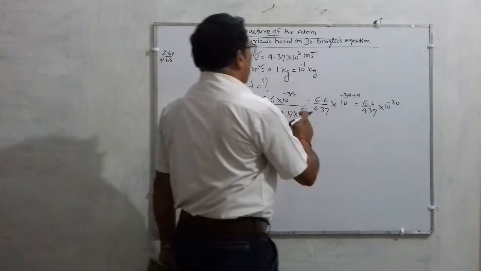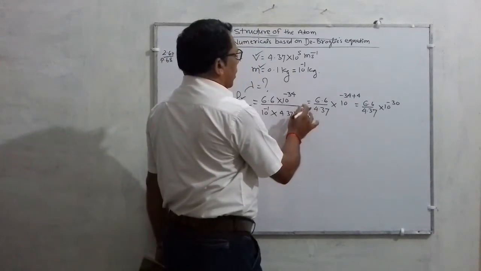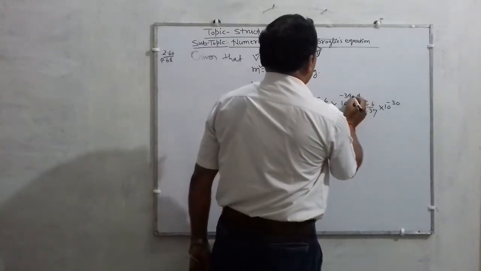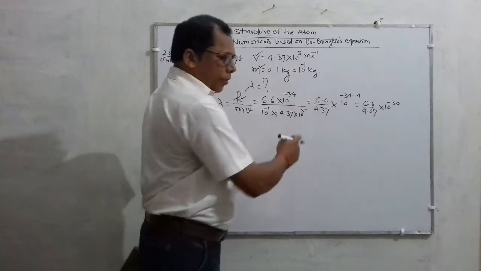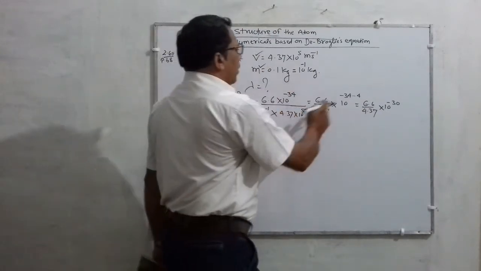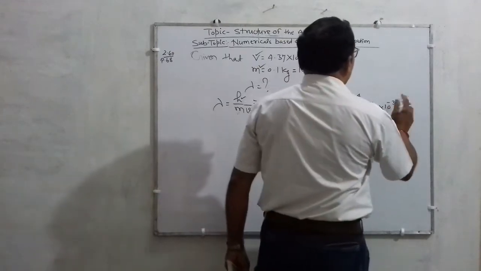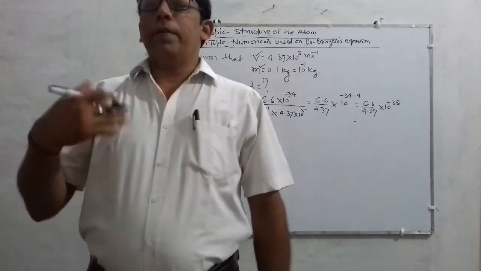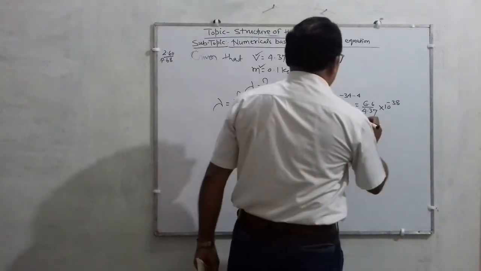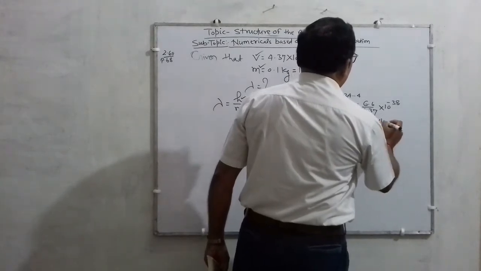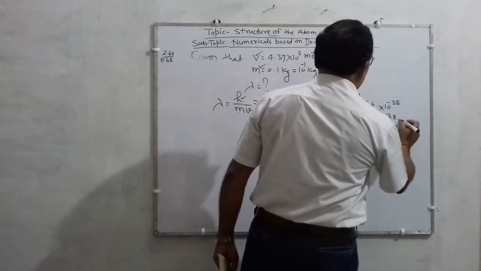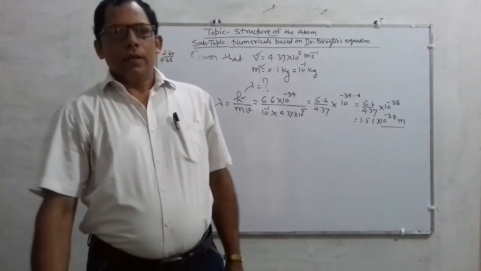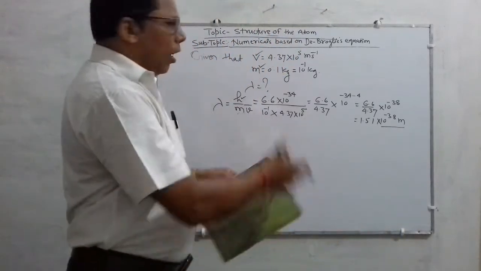Sorry, this value, if it goes in the denominator, will still be minus, not plus. This is plus, going in the denominator, so it will be minus. So minus 34 and minus 4 will be minus 38, children. Alright, and when you solve this, the value will approximately come 1.51 into 10 to the power minus 38 meter, and that will be the answer. Am I right, children? Okay, so how simple.